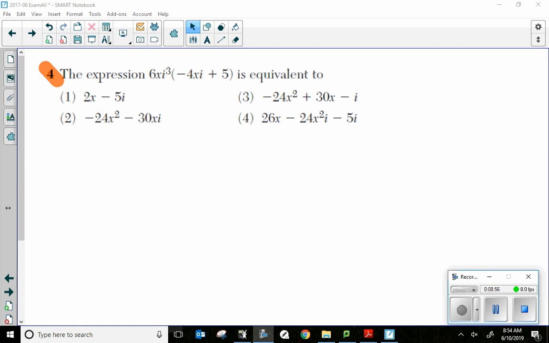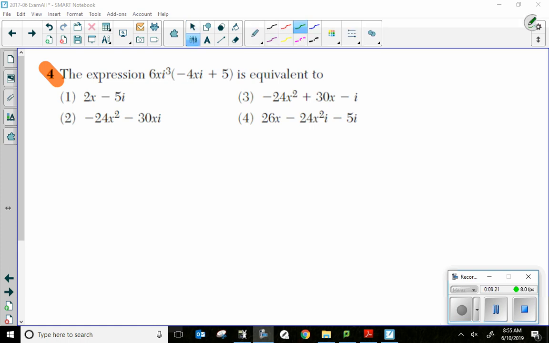Number 4. Oh, back to algebra. And i. I love me some i. Now, let's just get this under wraps here. We've got to FOIL this. The expression 6xi cubed times negative 4xi plus 5 is equivalent to which one?